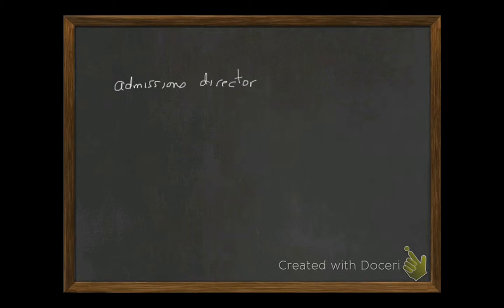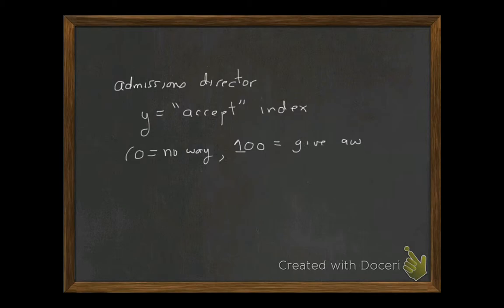So let's say that Y is some sort of accept index. And this thing runs from 0, no way are we accepting the person, to 100, give away the house. Obviously I'm being facetious here. Give away the house just means give them a full ride, get these people in our university.